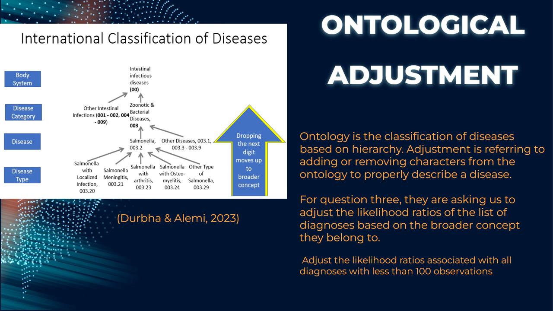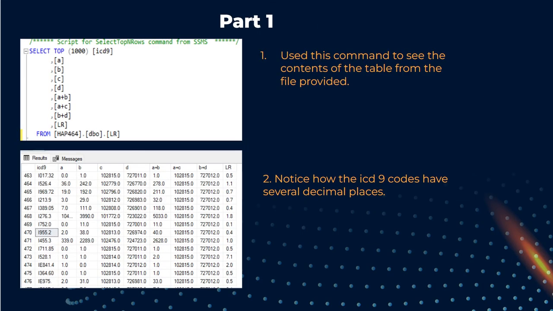For question 3, they asked us to adjust the likelihood ratio of the list of diagnoses based on the broader concept that they belong to. And we also have to adjust the likelihood ratios associated with all the diagnoses with less than 100 observations. The first thing that I did was to select a table that would show me what my data consisted of. So I downloaded the data, which was labeled LR in our assignment, and I selected the top 1,000 rows from the table from the data.